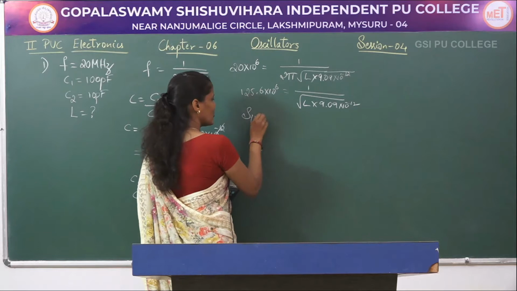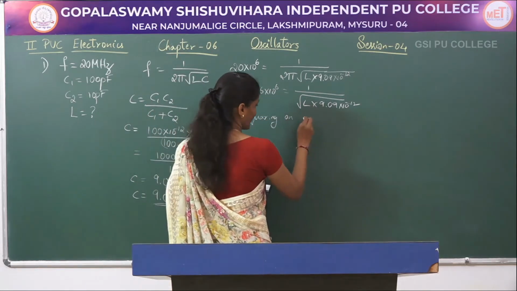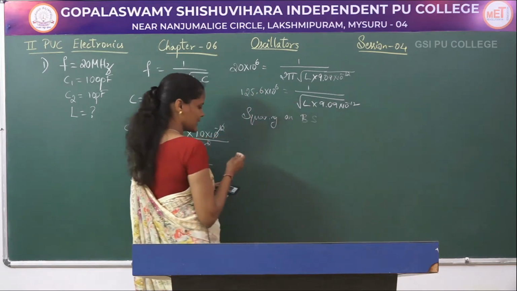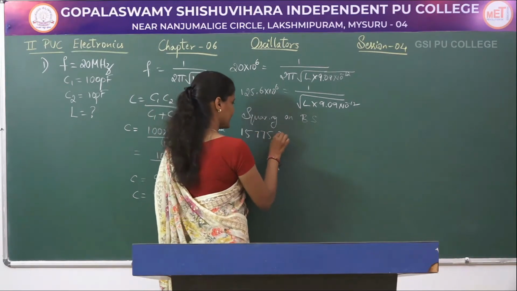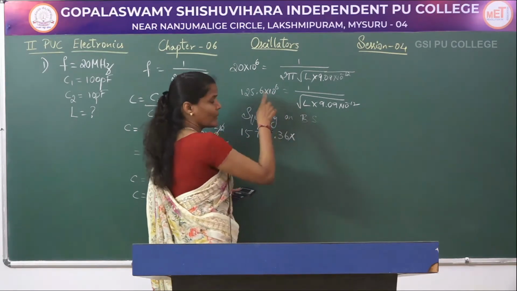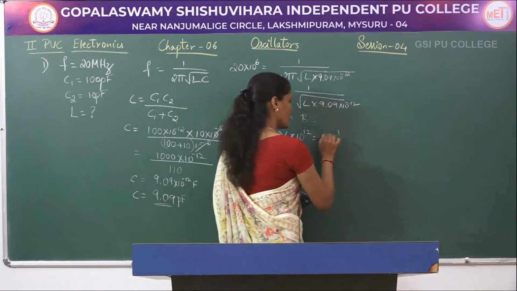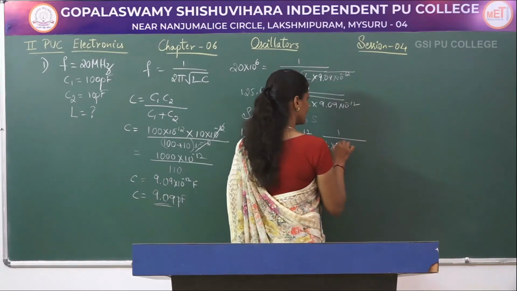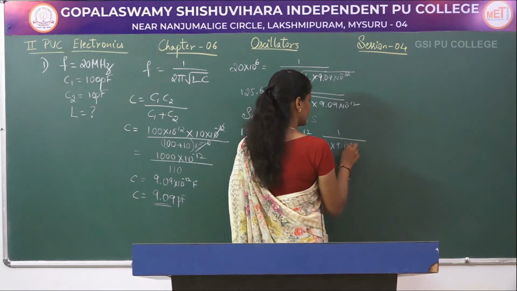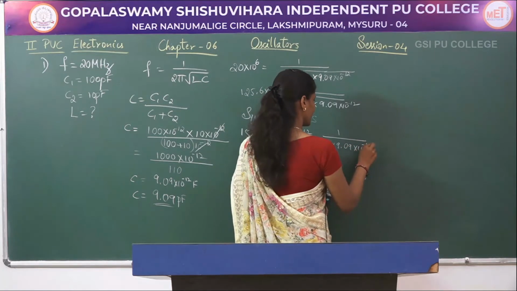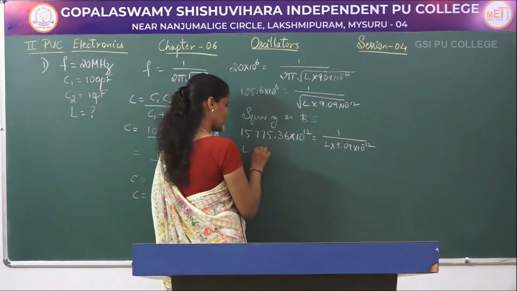So, squaring on both sides. Let us square on both sides to remove the square root. Squaring on both sides, I will be getting 15775.36 into 10 to the power of 6 whole square, that is 10 to the power of plus 12, is equal to 1 divided by L into 9.09 into 10 to the power of minus 12. So, we have to find out L. Let us cross multiply this and alter the expression.